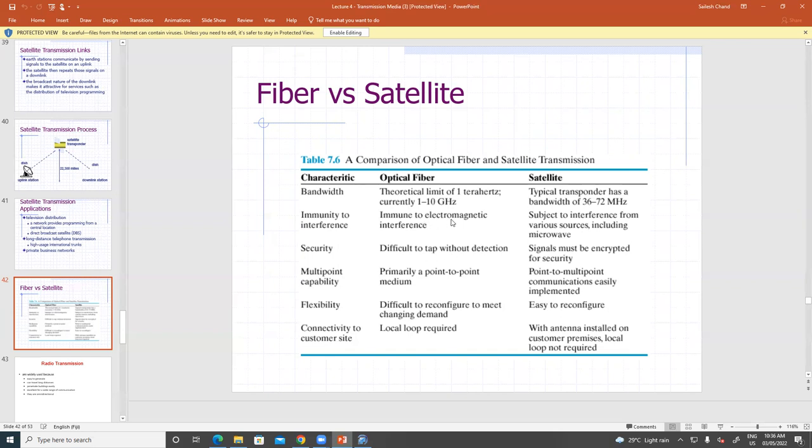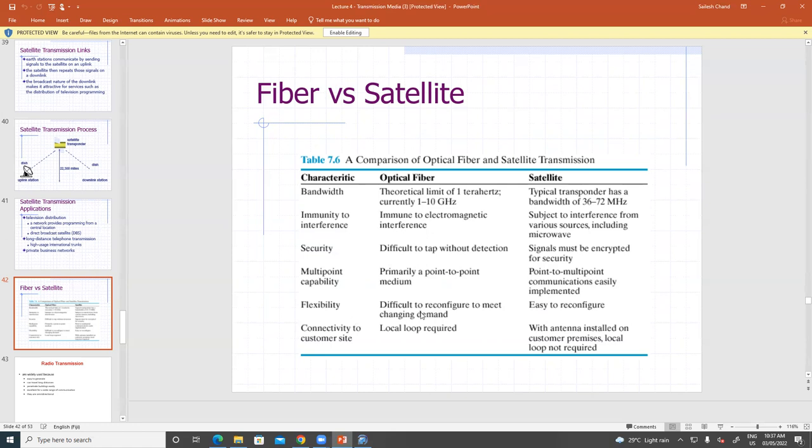Interference, immune to EMI, okay, fiber. But for satellite, it says subject to interference from various sources, including microwave. Security, in terms of security, fiber is difficult to tap. For satellite, it says signals must be encrypted for security. Multi-point capability, primarily it says a point-to-point medium. Fiber is point-to-point, whereas satellite is point-to-multipoint.